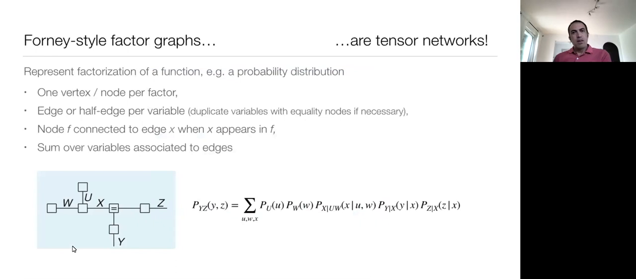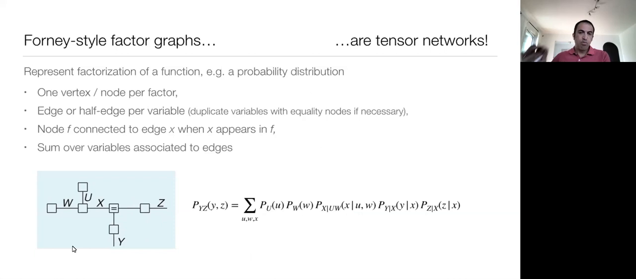Okay, so here we'll focus on the Forney style factor graph. In fact, they are just what we would call tensor networks, I think. And so I illustrated it with a probability distribution, but in general, they just describe the factorization of any function, if you want.